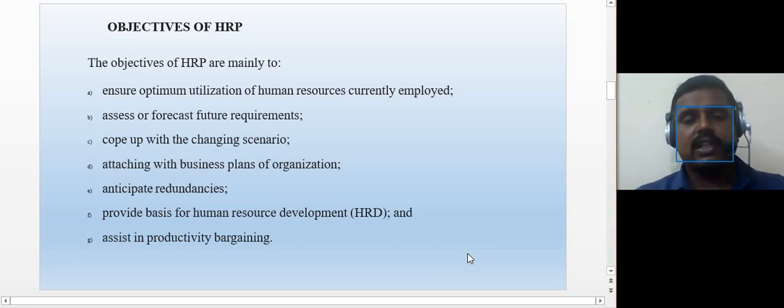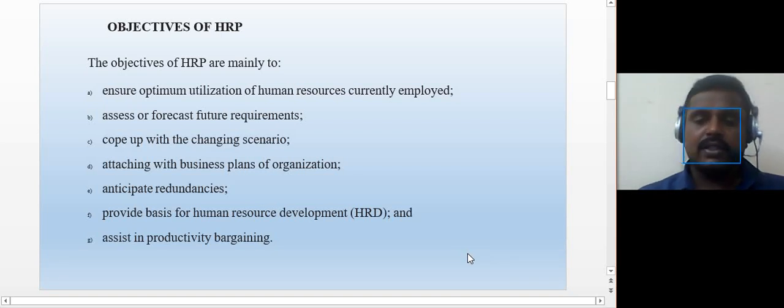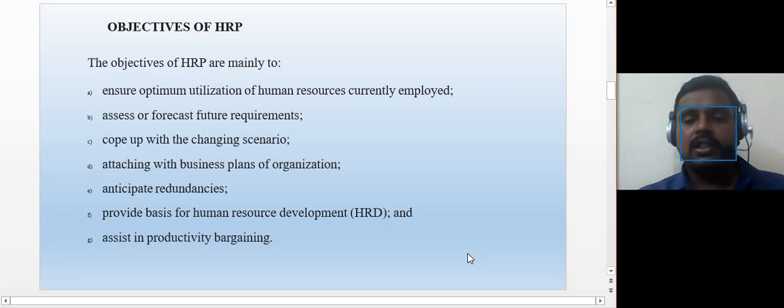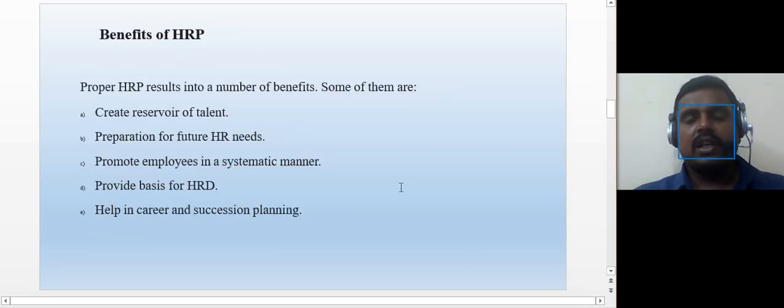Whatever it is, we must attach that to the business plans of the organization and provide the basis for human resource development and assist in productivity bargaining. Productivity means you must give less cost and get maximum output. You must compare the actual and the standard and bring very good productivity towards a particular job. It is required.